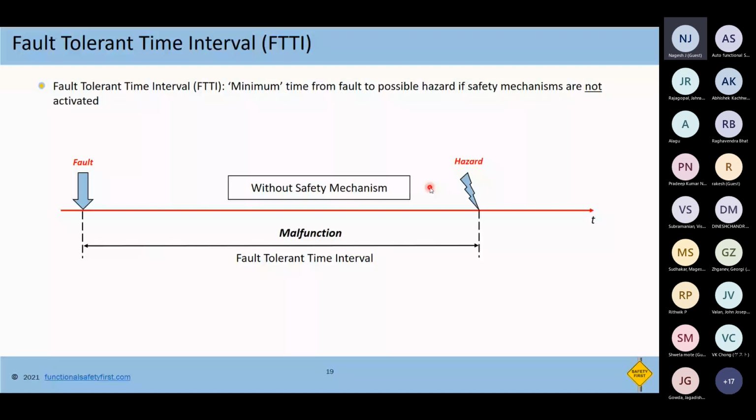So basically, on a very, very high level, to make it very simple, FTTI is the response time your system is allowed. It is the time from which the fault occurs to the hazard happening. So what is the time till which the fault remains a fault and does not turn into a hazard? This is the time by which you need to do something to ensure that your system cannot do something incorrect. So if you go to the next slide, please, Sridhar.